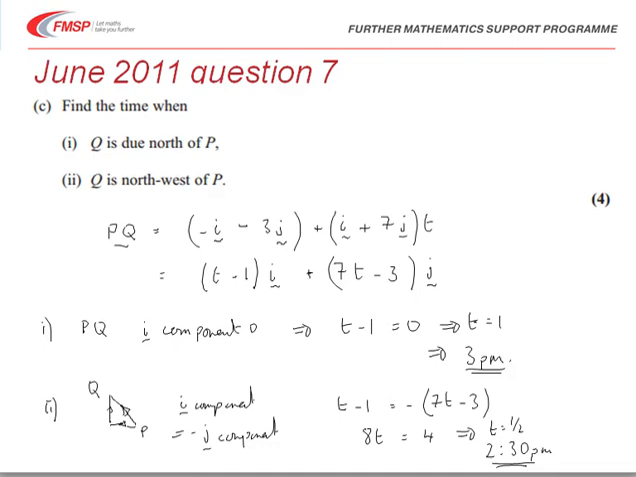Four marks for this part of the question. They were an M1 and A1 for part 1 and M1 and A1 for that second part too.